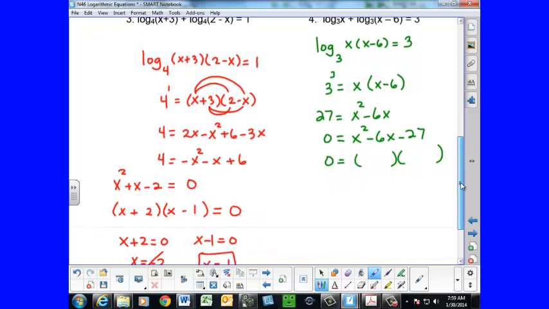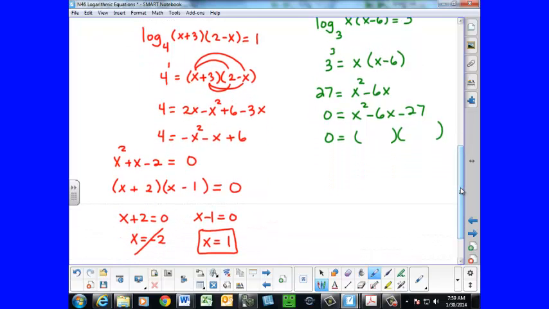The factors of 27 is where you want to start. 9 times 3. And then since the middle term is negative, then the bigger number needs to be negative. That's why it's x minus 9. So x minus 9 equals 0, x equals 9, and x plus 3 equals 0, so x is equal to negative 3. And of course, we're not going to use the negative number.